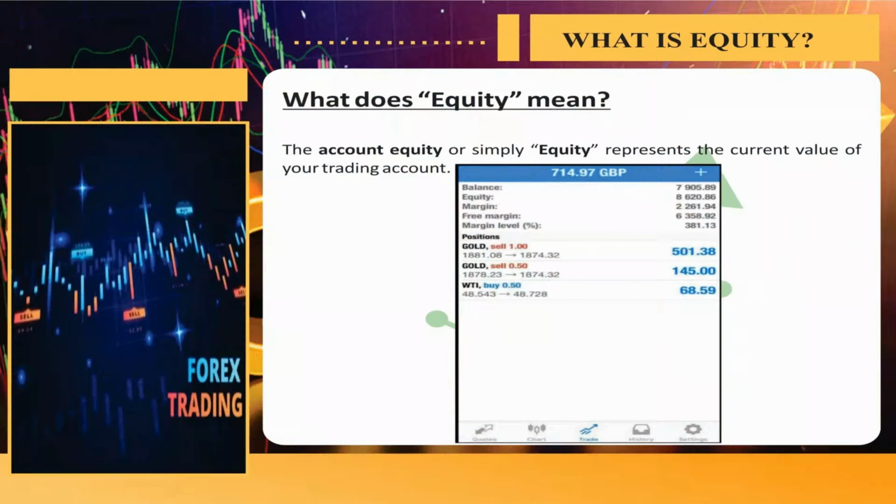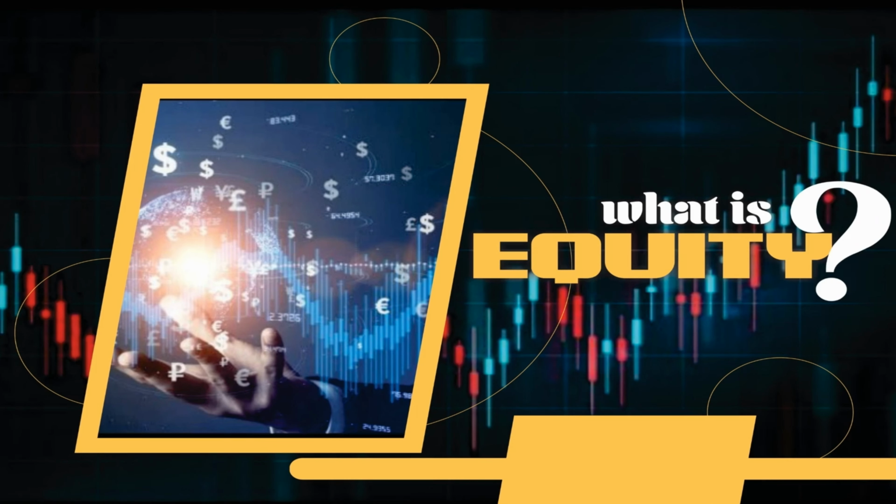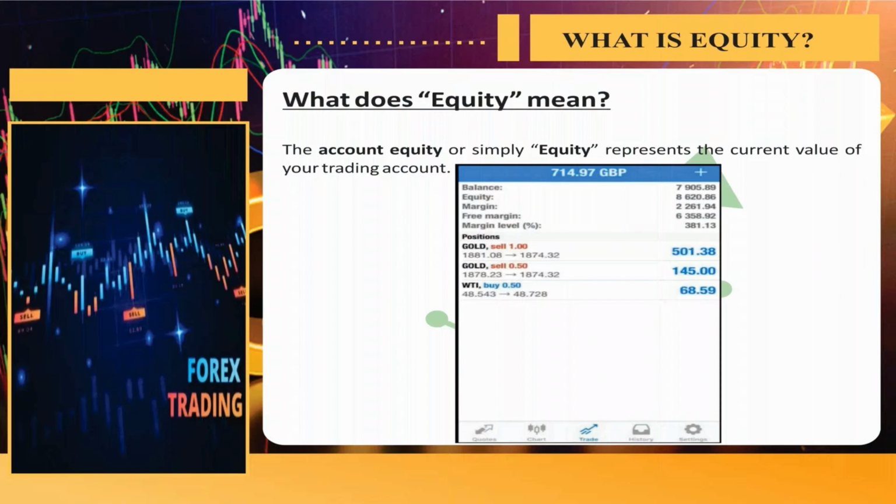So the next thing we are covering is what is equity. Equity simply represents the current value of your account, whether you're making profit or making loss. If you're making loss, you subtract it from your balance. If you're making profit, you add it to your balance. It will give you your equity. For example, here we can see that we had a balance of 7,900 and we made a profit of 714. We added it to the 7,900 to get an equity of 8,620.